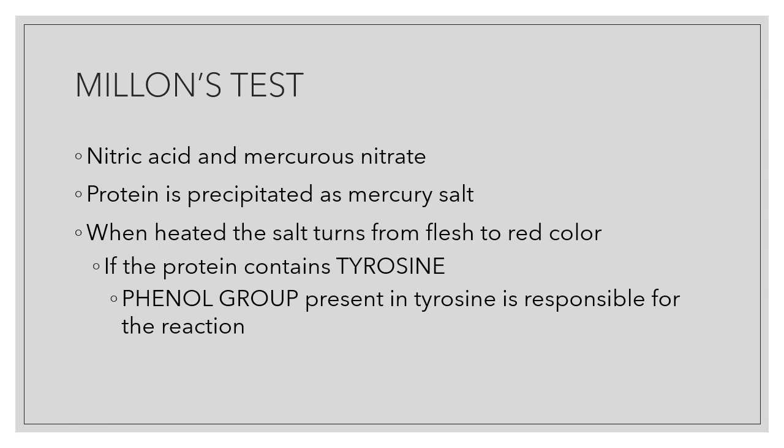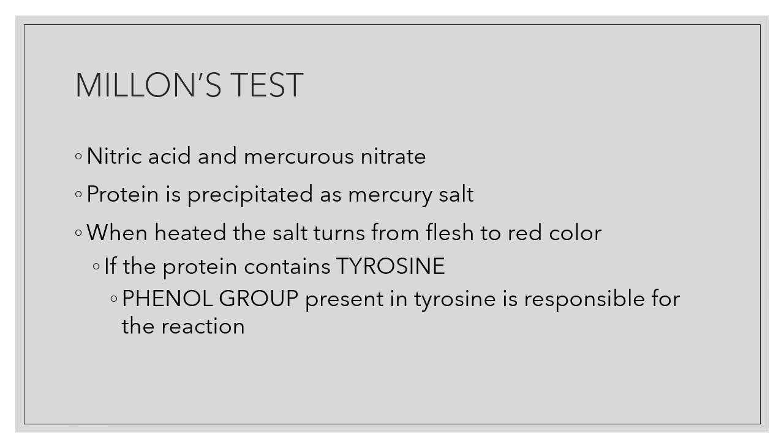Then when you heat the solution with the nitric acid and mercurous nitrate, your mercury salt turns from flesh to red color. If the protein contains tyrosine, it will give a positive test for Millon's test. If it does not contain tyrosine, it will give a negative one. What is present in tyrosine that gives a positive result? The presence of your phenol group. The phenol group present in tyrosine is responsible for the color reaction.